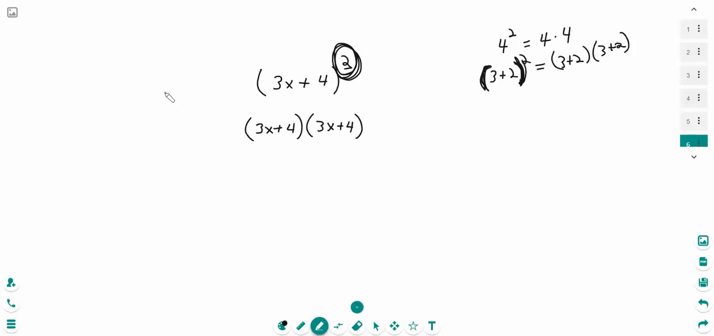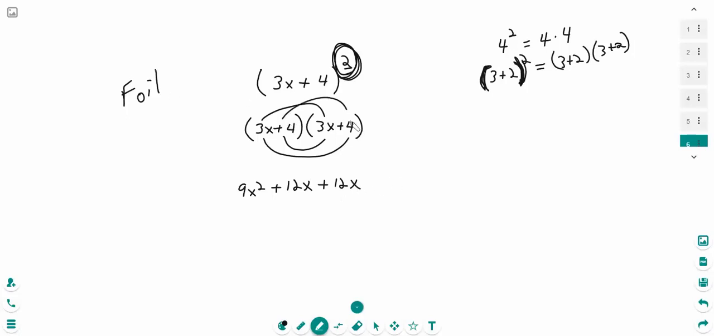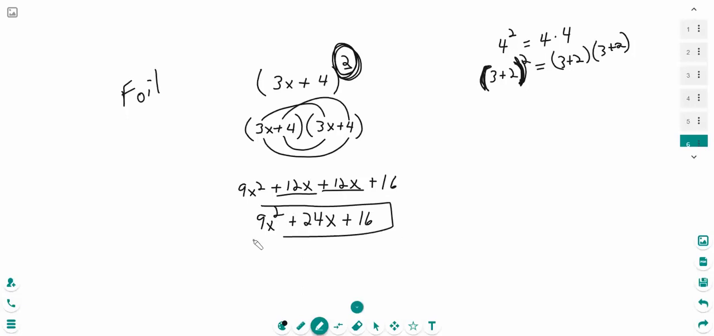We can then use our FOIL. So we've got first, 3x times 3x is going to be 9x squared. Outside, 3x times 4 is going to be a positive 12x. Inside, positive 4 times a positive 3x is going to give you a positive 12x. Last, positive 4 times a positive 4 is a positive 16. And then adding our like terms, we would have 9x squared plus, these two are like terms, so we'd have plus 24x plus 16. And that would be our solution.